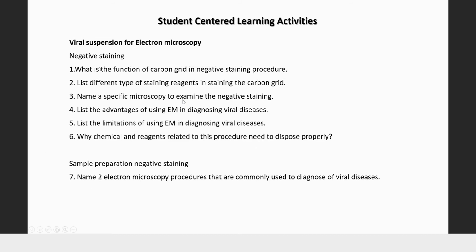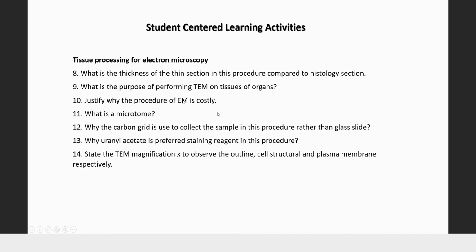For the second video, name 2 electron microscopy procedures commonly used to diagnose viral diseases. If you paid attention to my briefing just now, you might be able to answer this question. The third video is specifically about tissue processing for EM. There are a few questions. What is the thickness of the thin section in this procedure compared to a histology section? What is the purpose of performing TEM on tissues of an organ? Justify why the EM procedure is very costly. It's not cheap.